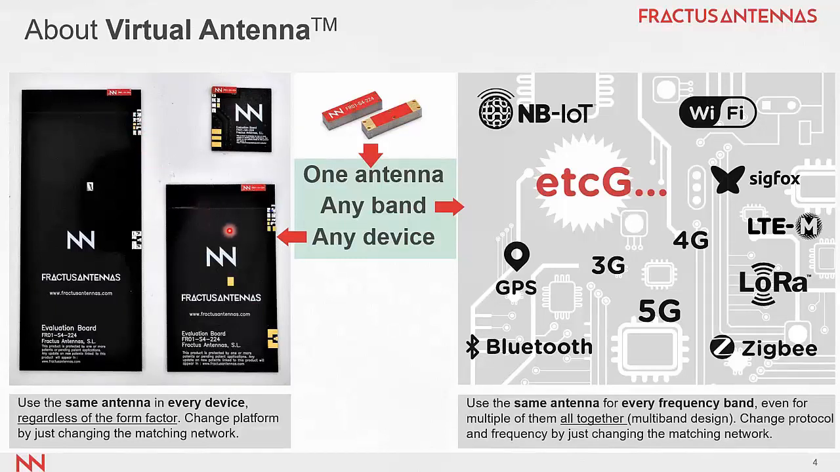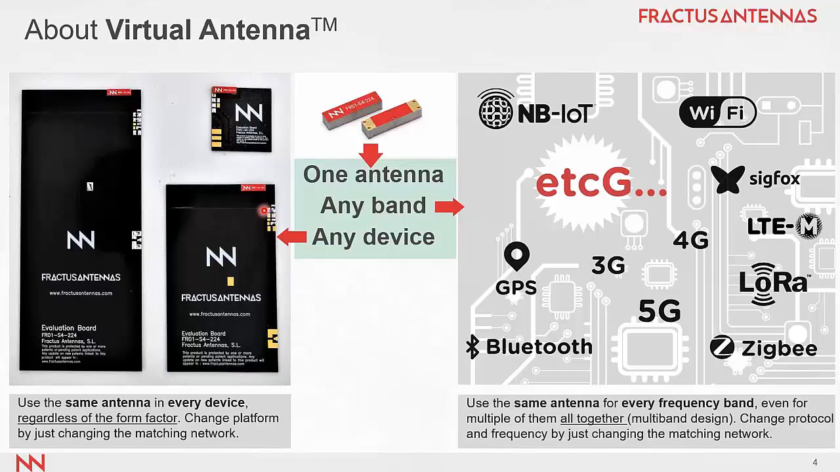Now, we can also operate for any band. Imagine we have this device here, and for one device, we need to operate at GSM bands. But now we have to launch a new IoT device with the same platform, but now we want to operate at some bands of LTE. The question is, do we need to change the antenna geometry? Do we need to change the antenna product? The answer is no. We can reuse the same antenna booster, and by only changing the matching network, which is really fast, we can now operate at any band we want.